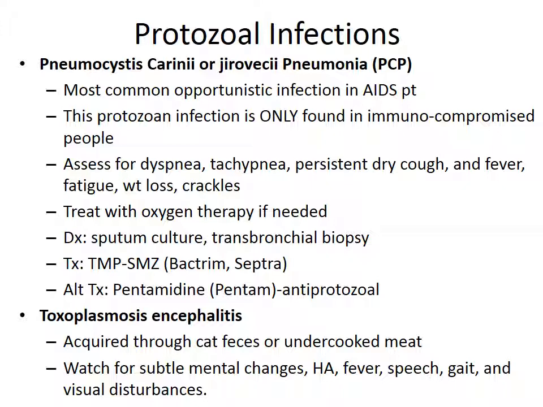Diagnosis is done through a sputum culture and transbronchial biopsy. The treatment is TMP-SMZ, which is Bactrim or Septra. Alternative treatment can be Pentam, which is an anti-protozoal, if somebody is allergic to Bactrim or Septra.